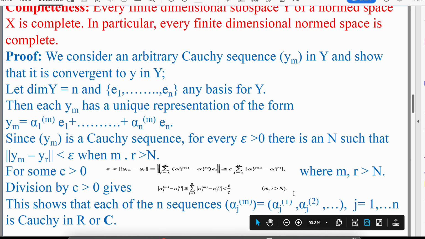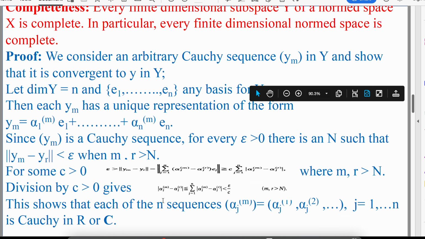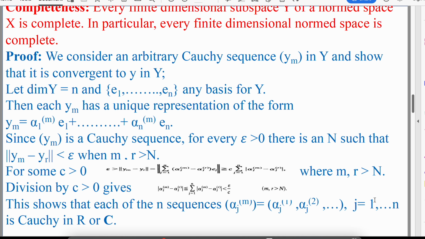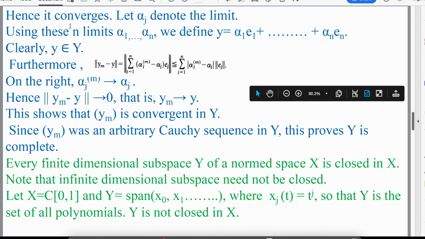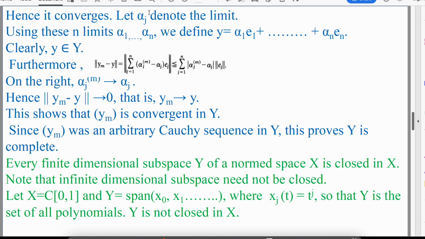Here these m and r are greater than n. It means that each of the n sequences alpha jm, that is alpha j1, alpha j2 and so on, where j varies from 1 to n, is a Cauchy sequence in the set of real numbers, or even in the set of complex numbers, whatever we have considered. It means it converges. Suppose alpha j is the limit of the sequence. So using these n limits, alpha 1, alpha 2, alpha n, we define y equal to alpha 1 e1 plus alpha 2 e2 plus alpha n en.